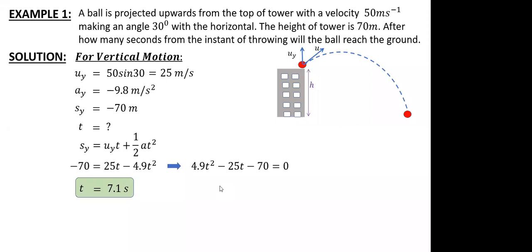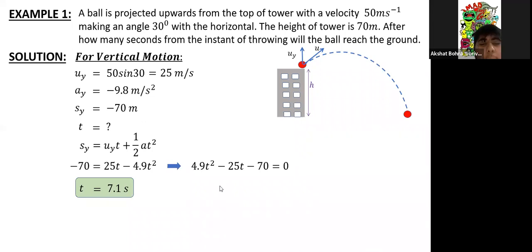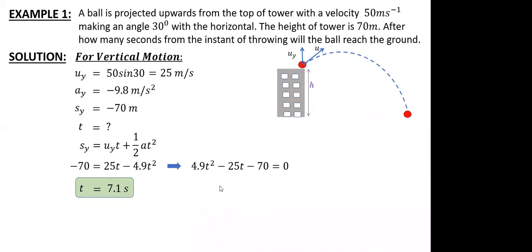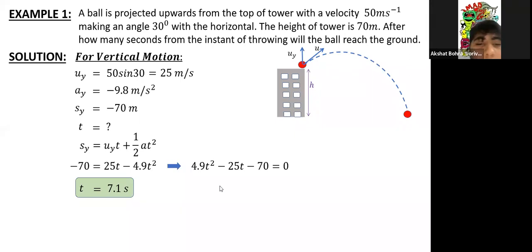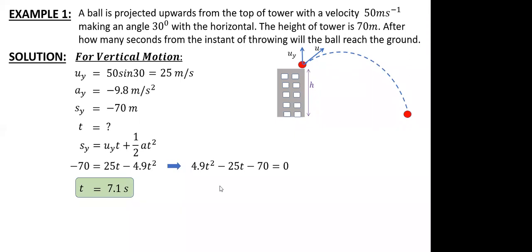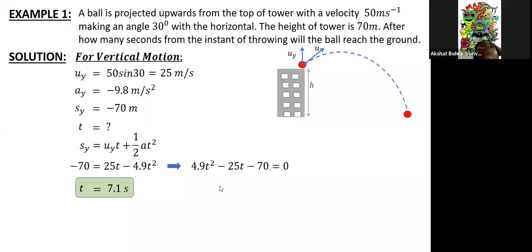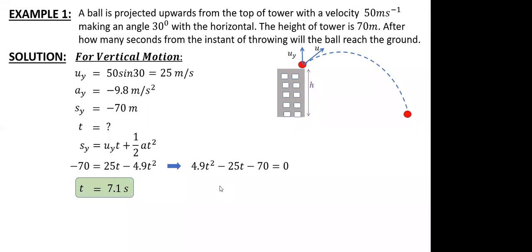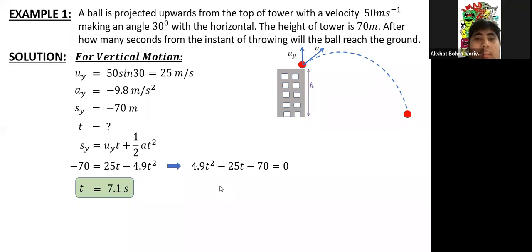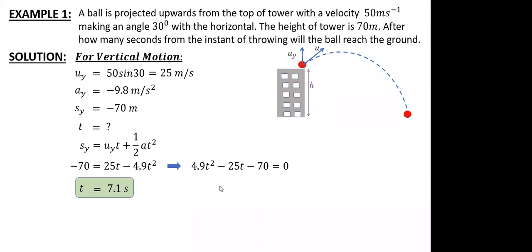See, I just considered the vertical case for the entire projectile. If I take the vertical case, all the values should be with respect to the vertical. So the initial velocity should also be the vertical magnitude. Acceleration should also be vertical. Displacement should also be vertical. Displacement I already know is the height, and that height will be covered in the opposite direction as per the throw because the ball is going to move downwards. So your displacement is minus 70.